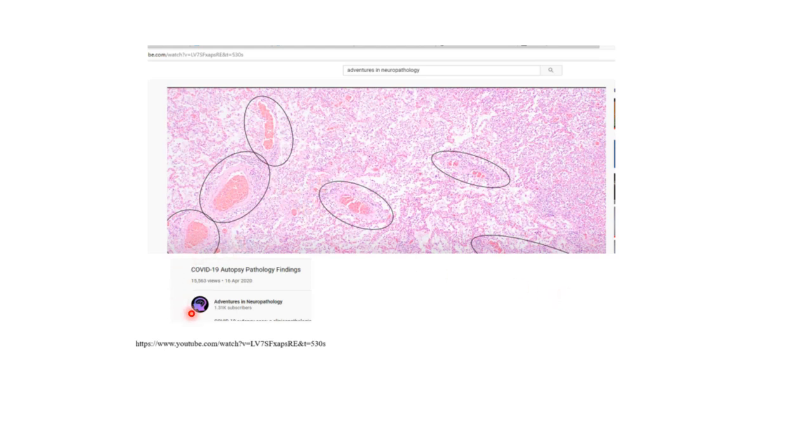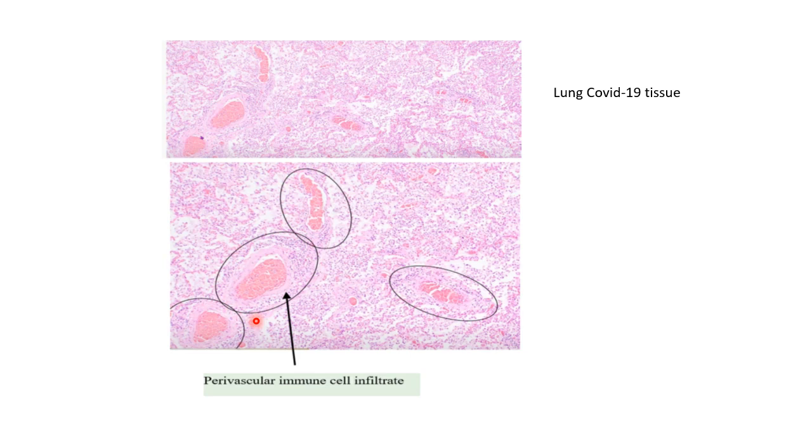This is again a slide taken from Adventures in Neuropathology and very clearly marked perivascular infiltration of immune cells. So there's a blood vessel here, around it a collection of immune cells. Blood vessel, around it a collection of immune cells. So there is again very clearly a perivascular immune cell infiltrate.